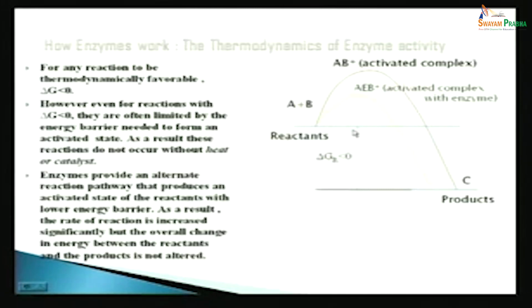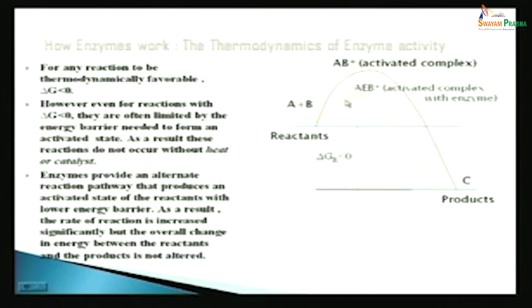The delta G of the whole process remains the same. It has to be negative. So that's one thing, and the other thing is that in the process it accelerates the rate of the reaction. Essentially it provides an alternate pathway that produces a different activated state, and as a result the rate of reaction is increased significantly, but overall there are no changes in the energy and in the products that are formed.